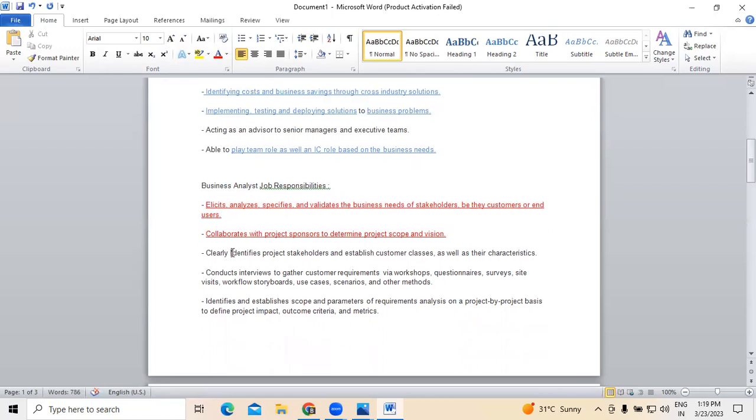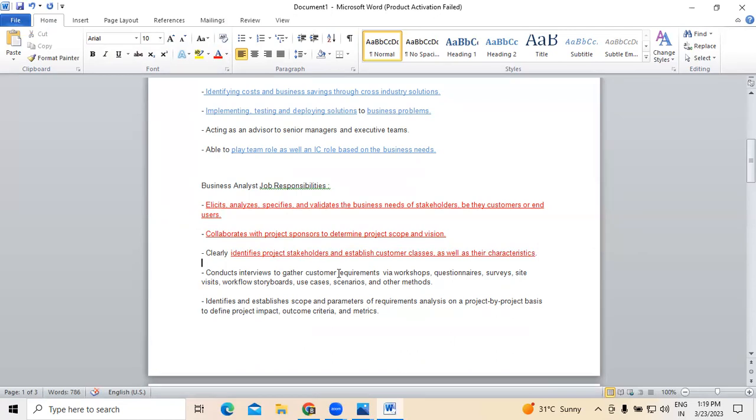Next, clearly identify the project stakeholders and establish customer classes as well as their characteristics. This is also essentially required, because we need to identify who our project stakeholders are, what kind of stakeholders they are, whether internal stakeholders or external stakeholders. To identify them, what kind of technique, like power and interest, we need to use, all these things have to be done here.